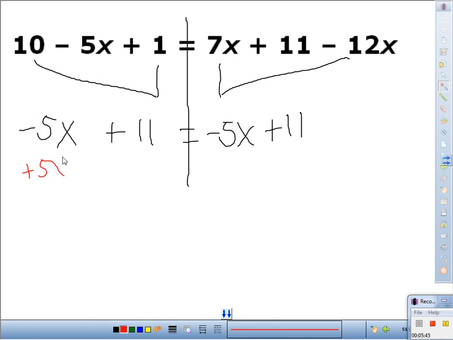So what would be the next step? Add 5x. However, look. This cancels and this cancels, and we're left with 11 equals 11. Okay? Something happened, but at the end, we get 11 equals 11. Is 11 equal to 11? Yes. So that means we're still good up to right there because we still have a balanced equation. Is that correct? Because we're thinking about it as a scale. Remember the scale? It's still balanced. However, let me go back to this one.